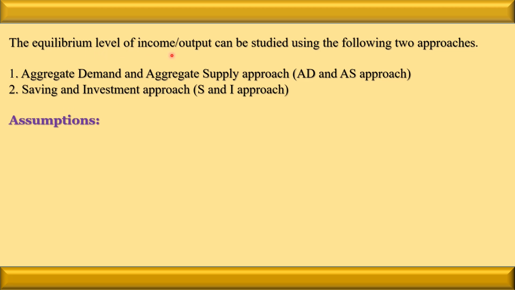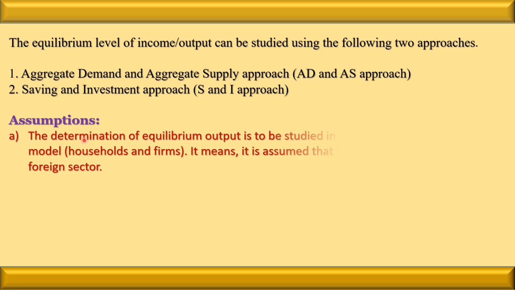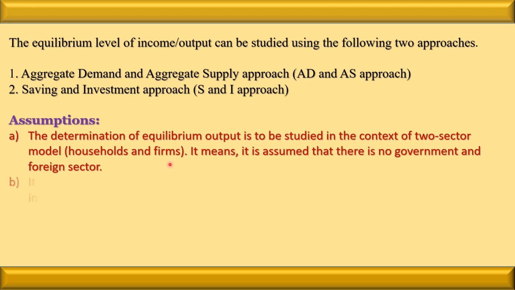In the equilibrium level of income and employment, the following assumptions are there. The first assumption is that equilibrium level of income and output is studied in a two-sector model. When I say two-sector model, it means we presume that in the economy households and firms are there. No government interventions and no foreign sector is participating.